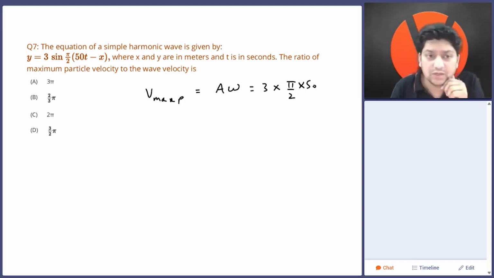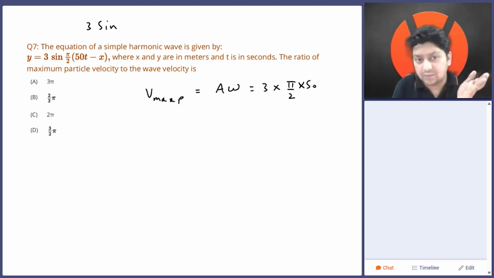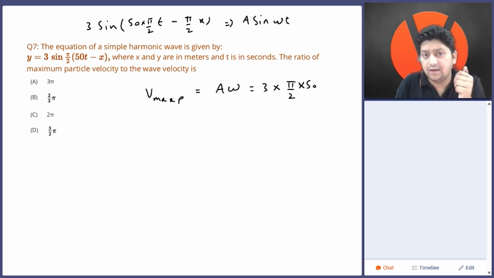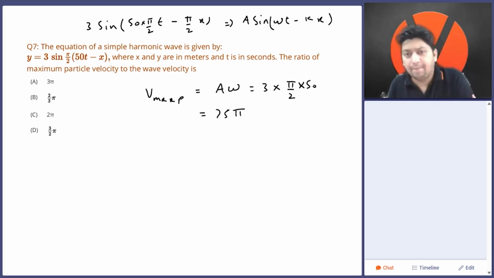As you can see from the equation, we can rewrite it as a sine. Let's multiply pi by 2 inside, so it becomes 50 into pi by 2 t minus pi by 2 x. Now you can compare this equation with a sin(omega t minus kx). So from here we find that omega is 50 pi by 2, and amplitude is 3. So the maximum particle velocity comes out to be equal to 75 pi.